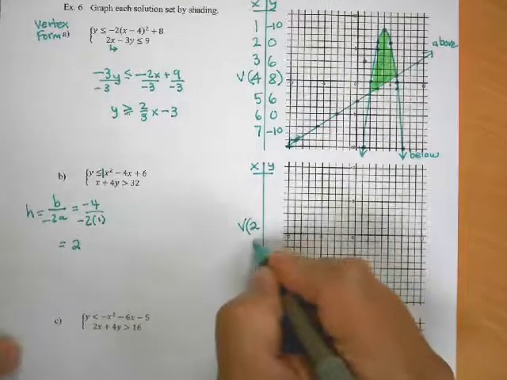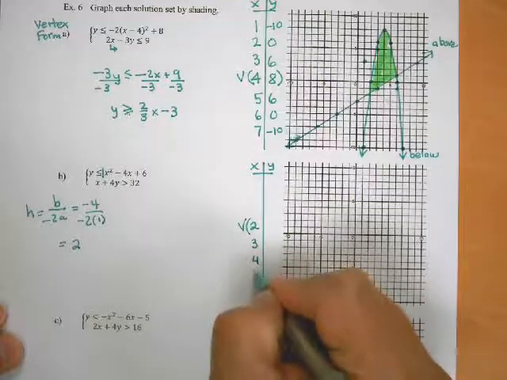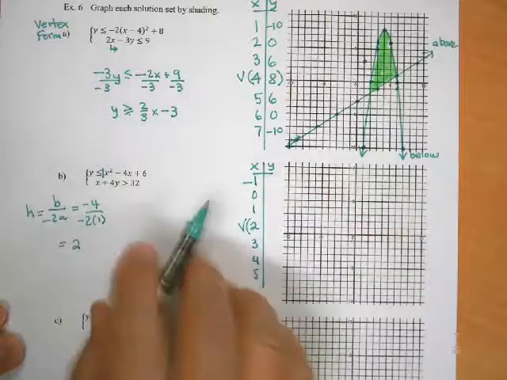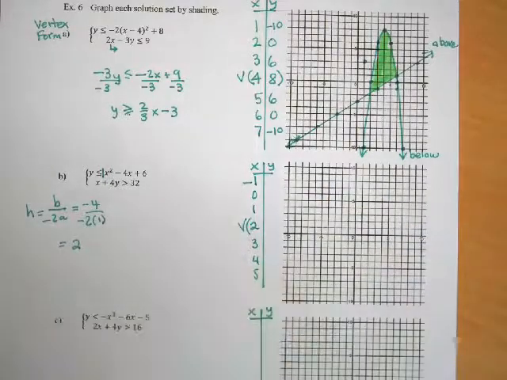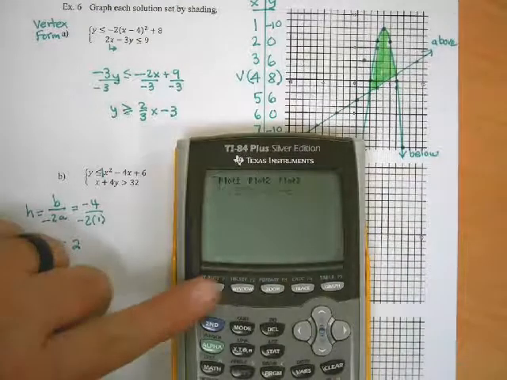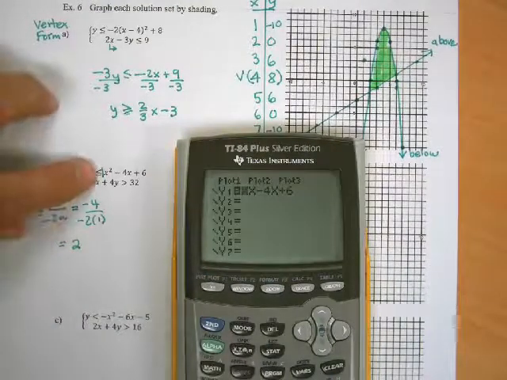Branching out to the right is 3, 4, and 5. And the other direction is 1, 0, and -1. And that will be your table start value when you go to the table settings. So first of all, go to your y equals key and type in the equation. You can see I've got it typed in already.